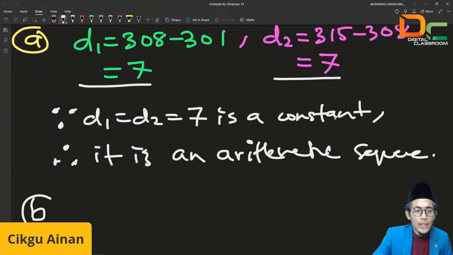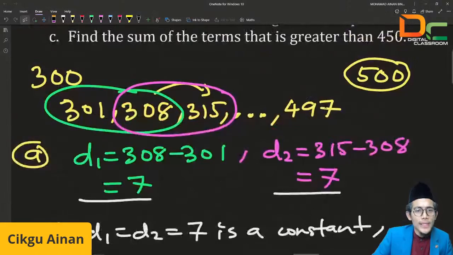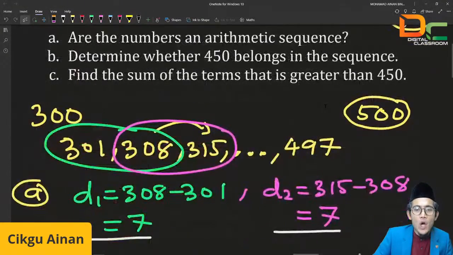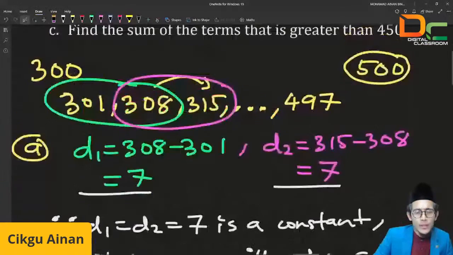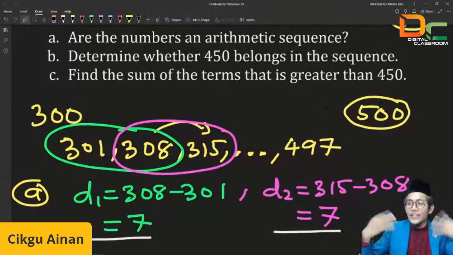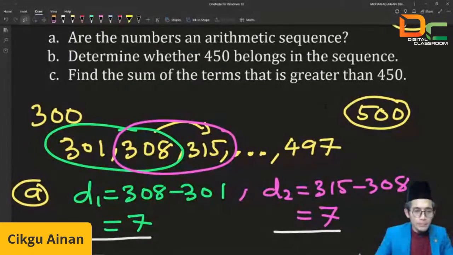Okay, now let's go to the second part. Okay, second part is asking about determine whether 450 belongs in the sequence. What does it mean by belongs in the sequence? Belongs in the sequence, it means that we can locate that 450 is the nth term in the sequence. Maybe 10th term, 20th term, 15th term, 30th term. Kita tak tahu. We have to find out what is the n.